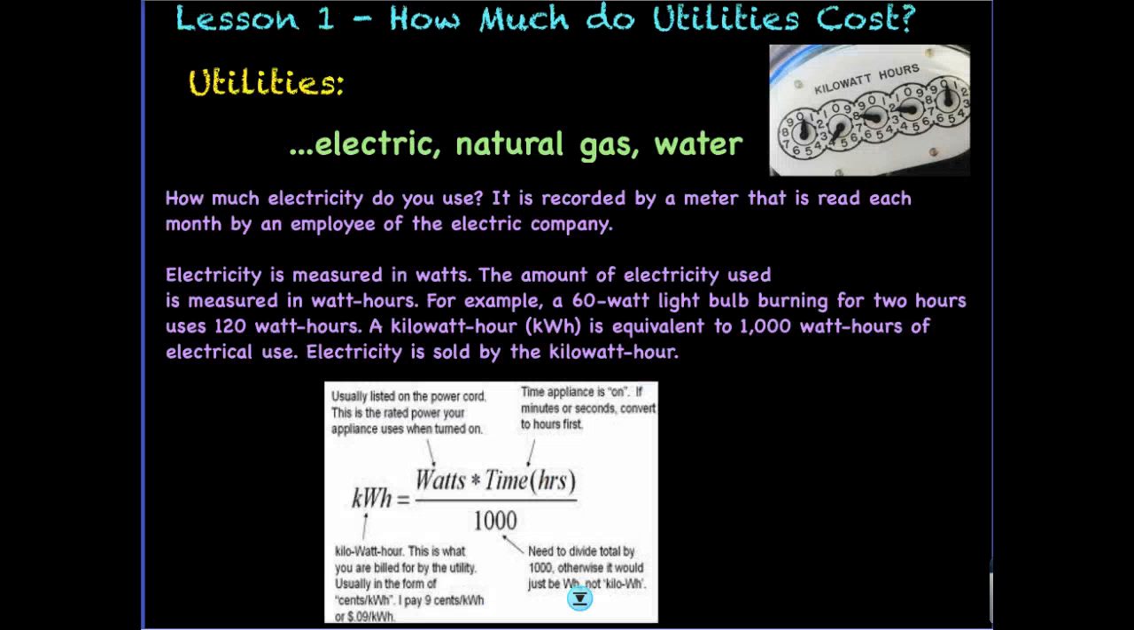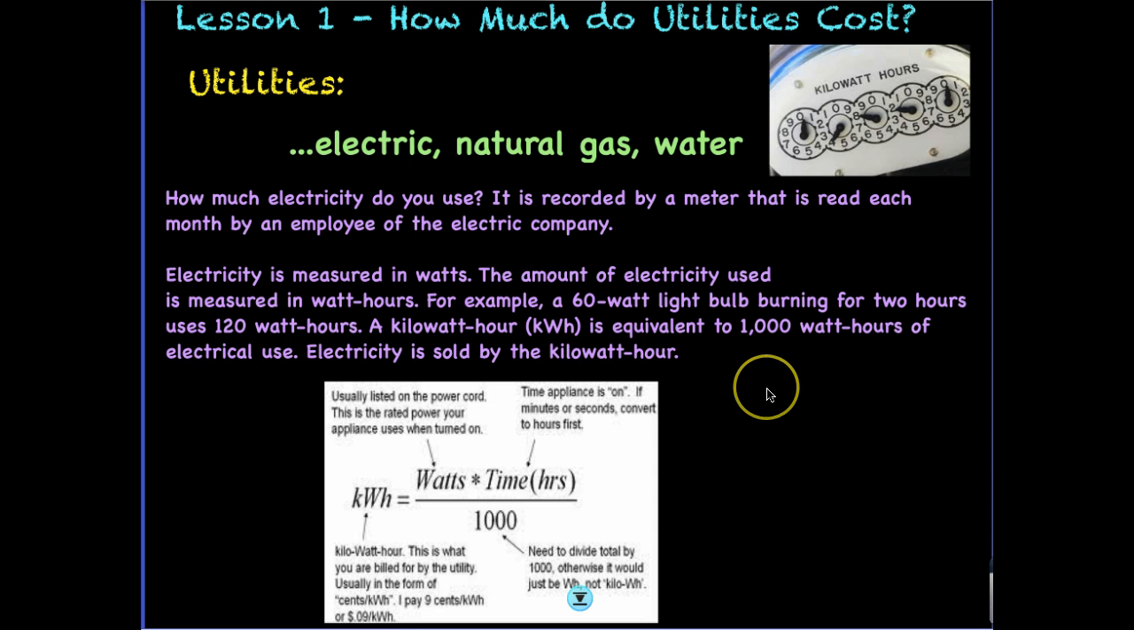Okay, let's go ahead and look at utilities. How much do utilities cost? Well, what are utilities? Utilities include our electric, natural gas, perhaps, water. The way that electricity is measured is through a meter, and it's read each month by an employee of the electric company. And electricity is measured in watts. So the amount of electricity that's used is measured in watts, but then the amount that you pay is based on your kilowatt usage. Let's look at an example.